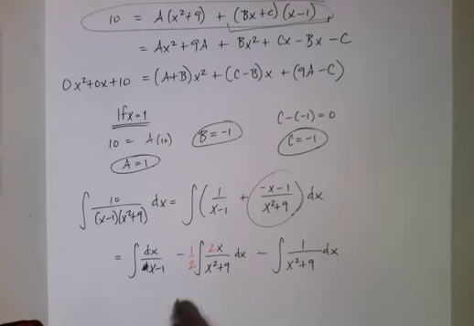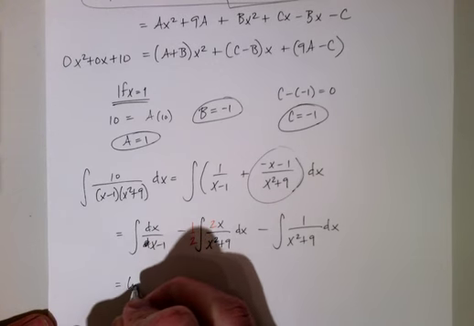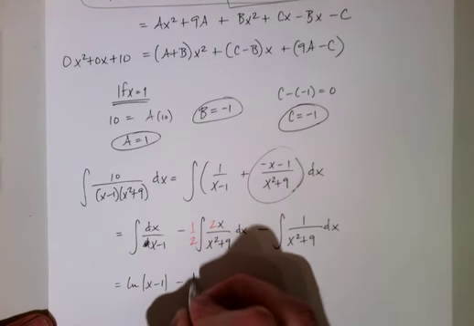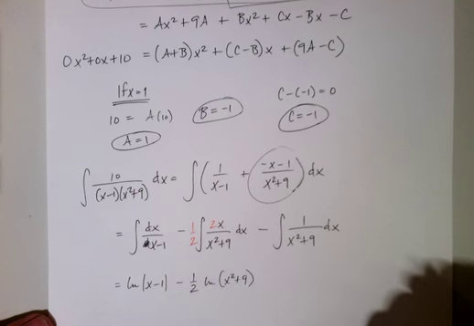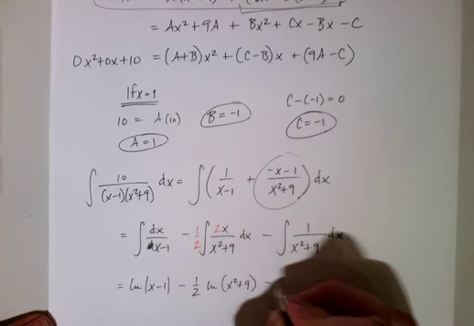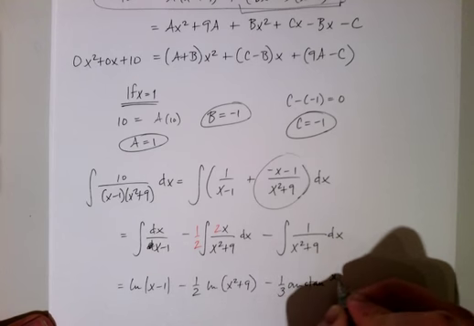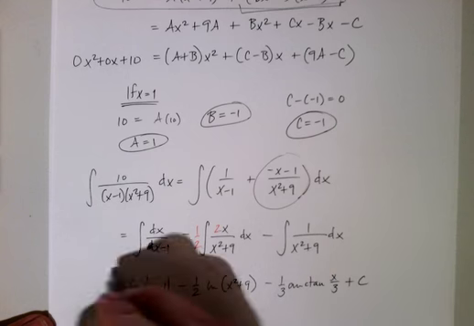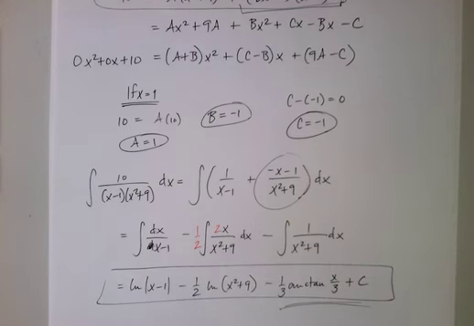Once I'm done with the decomp, I might still have to pull it apart. And I get natural log of x minus 1 minus 1/2 natural log of x squared plus 9, don't need the absolute value bars there, minus 1/3 arctan of x over 3 plus c, based upon that formula that I showed you in the last video. Okay.